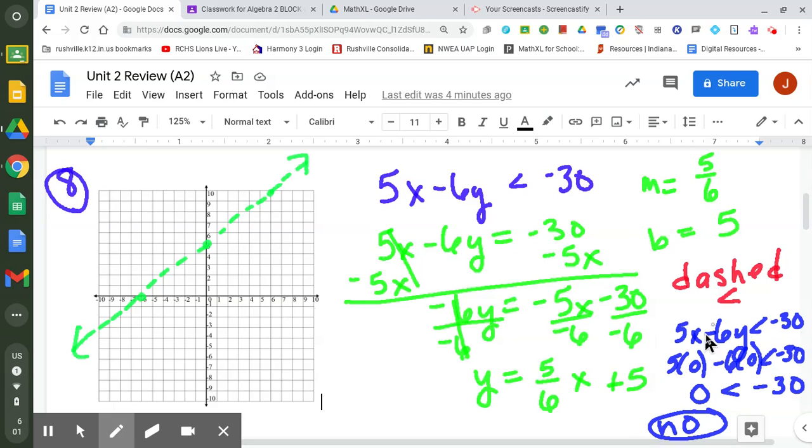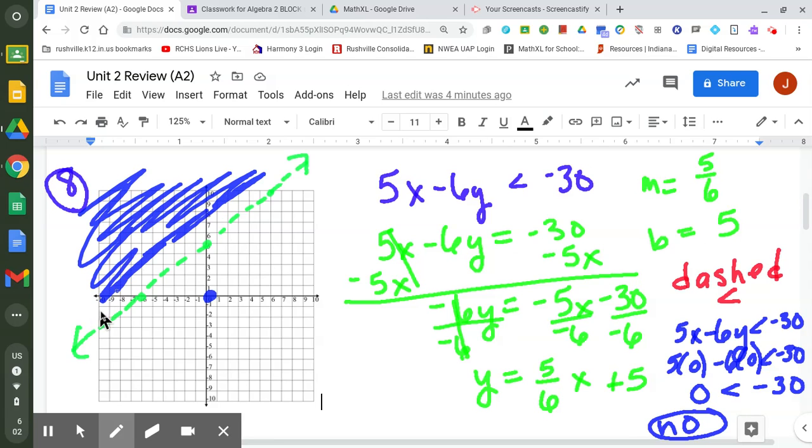And my test point was (0, 0), which is right here. And so when I used my test point, I got an answer of no. So I don't shade over the (0, 0). I shade on the side of the line that does not have the (0, 0). So that would be over here. So my shading is here, and it goes all the way up to that dashed line.